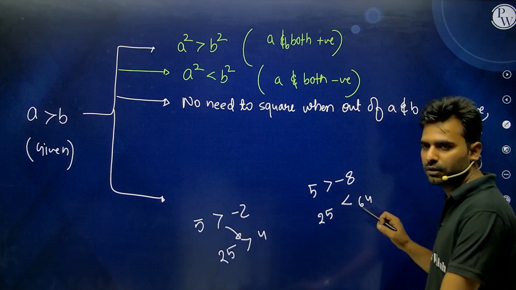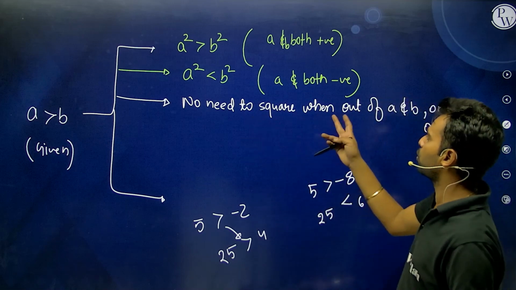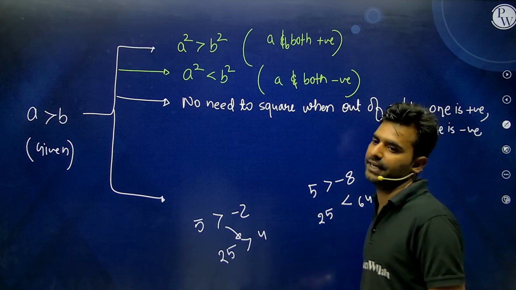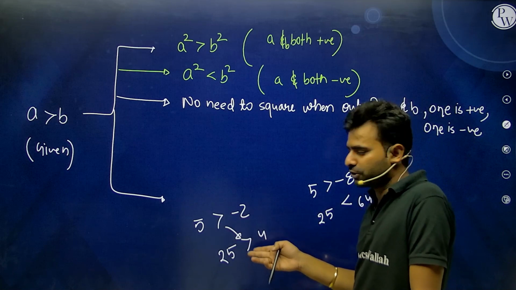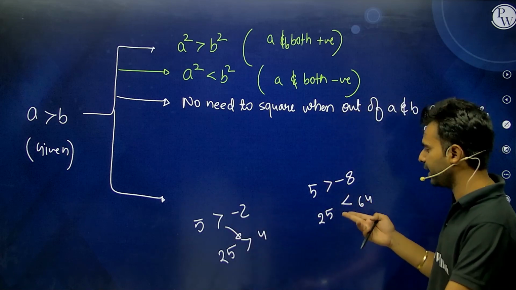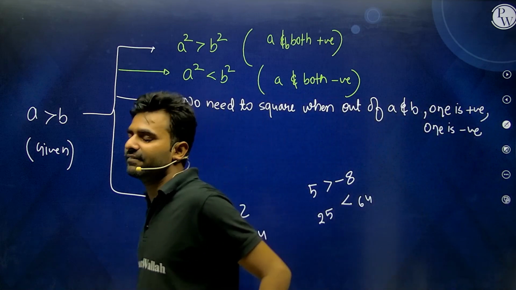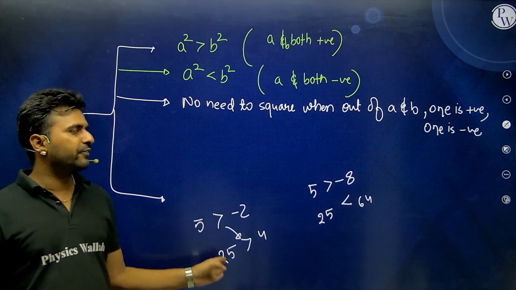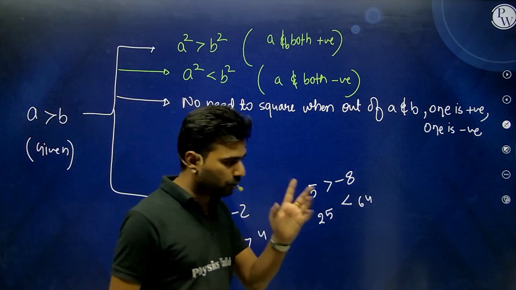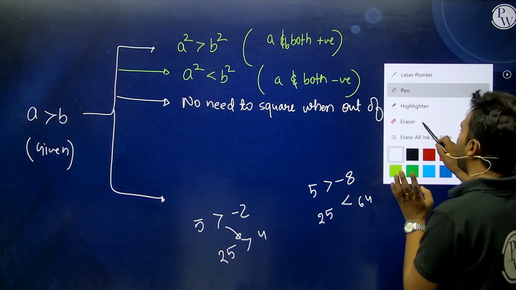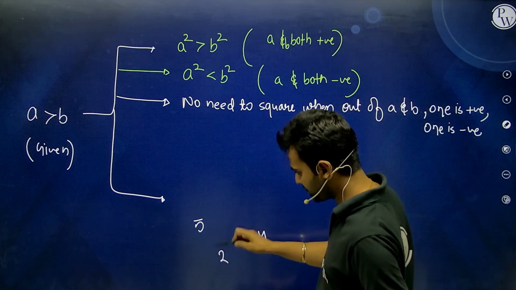So if one side is positive and one side is negative, anything can happen. You cannot be sure, yes or no, whether the sign of inequality is going to change or remain the same. So no need to square when out of A and B, one is positive and one is negative. Otherwise, you will get a wrong answer. Here, if you square, the sign of inequality will remain the same. Here, if you do square, you will see that the sign of inequality will change. Sometimes the sign of inequality remains the same, sometimes it is reversed, so you are not sure what will happen. So don't directly square in an inequality before seeing whether the two sides are positive or negative. You must see this.